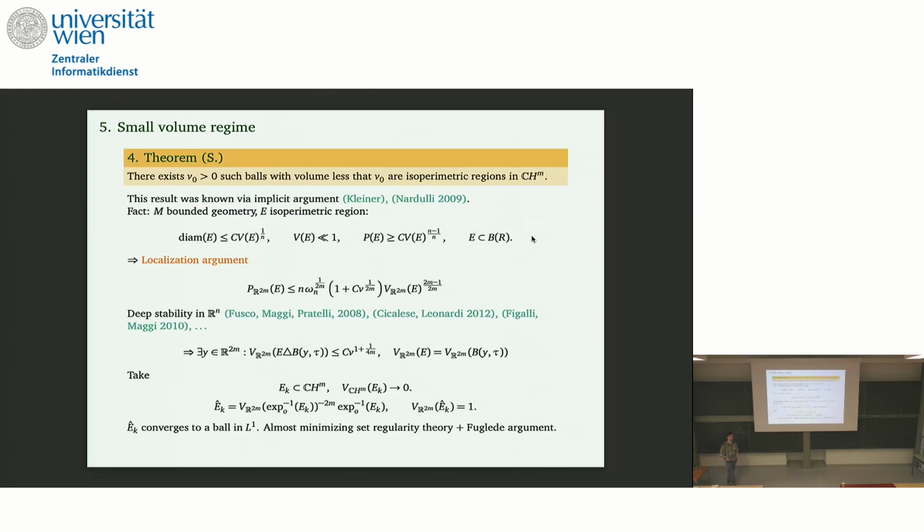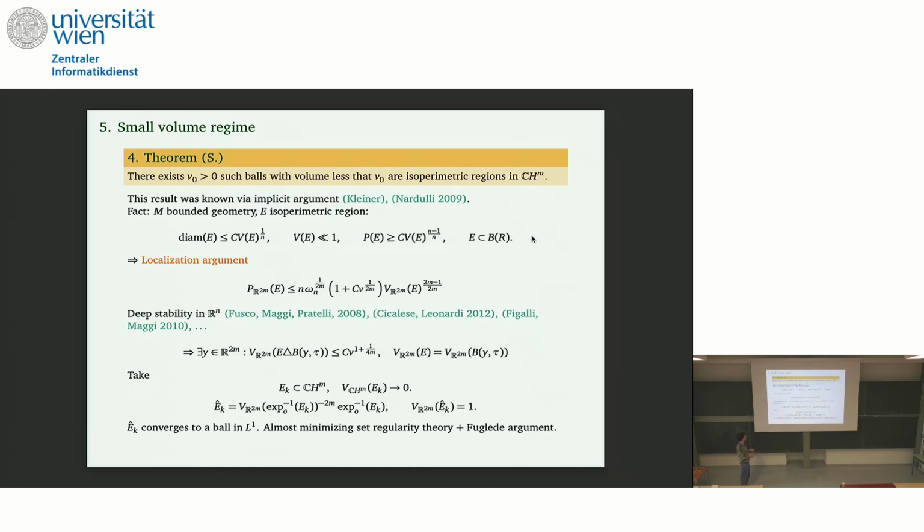So let me say again that this was a known result with implicit arguments in the PhD thesis of Nardulli, following an idea of Kleiner. But essentially, we gave an alternative proof of it, which is constructive, again, theoretically constructive. And essentially, you use the fact that your complex hyperbolic space is a space that has bounded geometry, so the Ricci tensor is bounded from below by a negative constant, but is bounded.